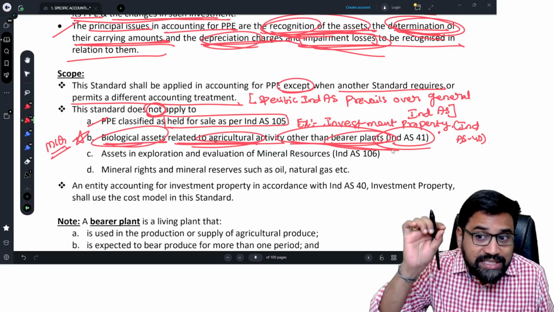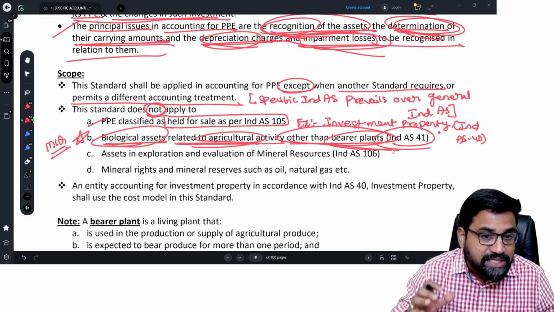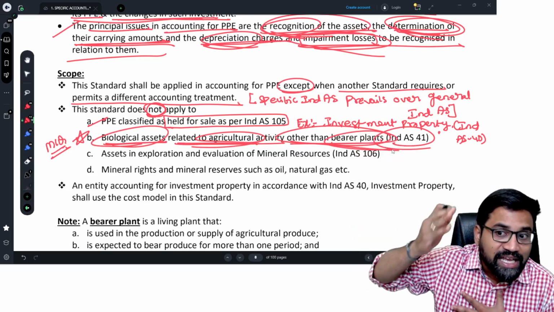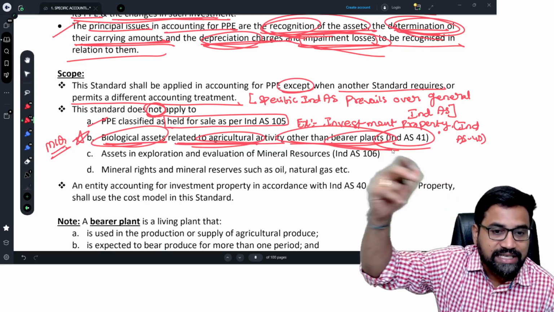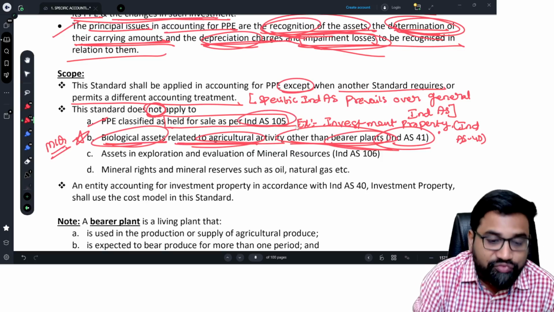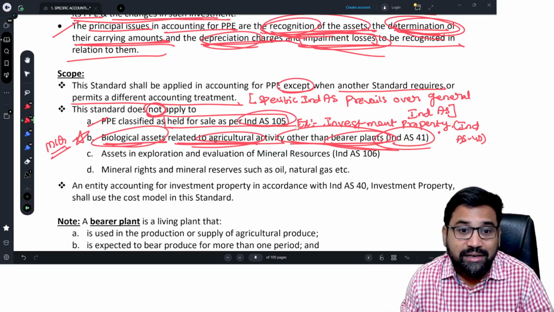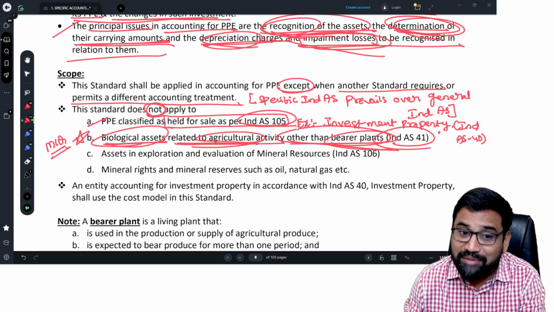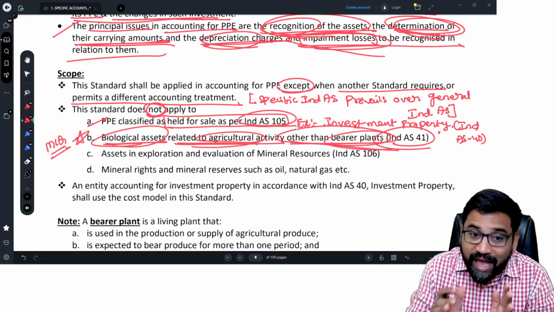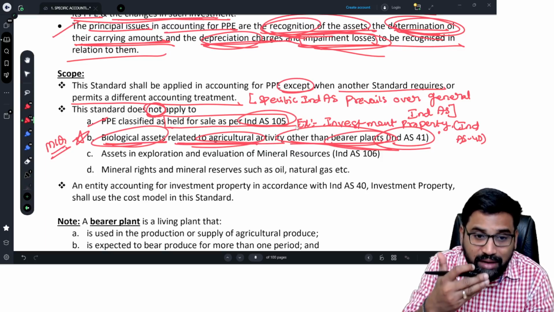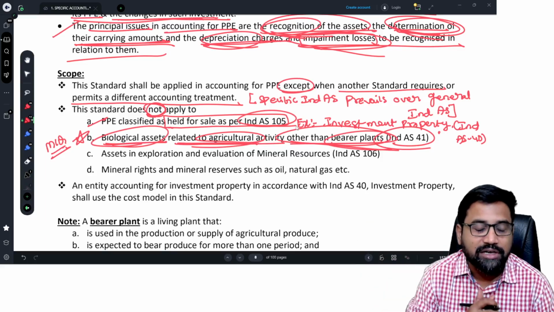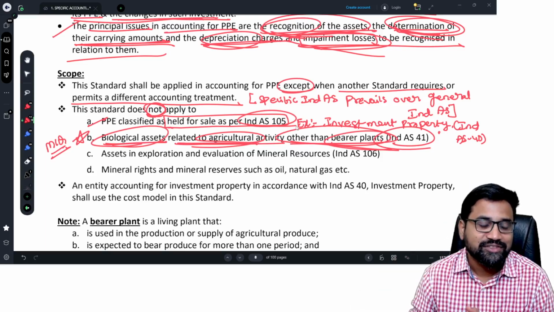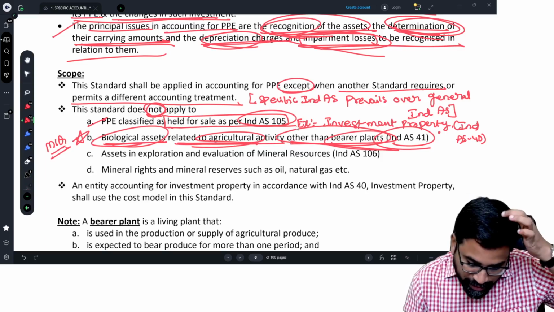So tell me, the scope of this standard begins with this: always when there is a specific standard, follow that. First, when any PPE is classified as held for sale as per IND AS 105, apply that standard. And second, biological assets relating to agriculture other than bearer plants are not covered under this standard. That means agriculture related assets, any animals and plants other than bearer plants, are covered under IND AS 41. Bearer plants alone are covered under this standard. So I want you to grasp that point.